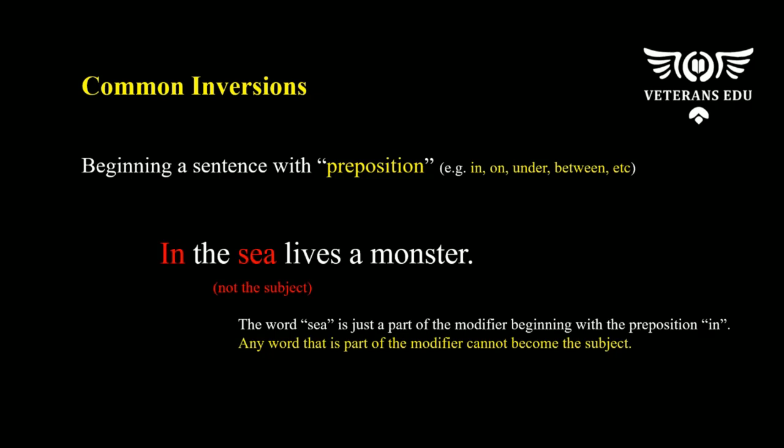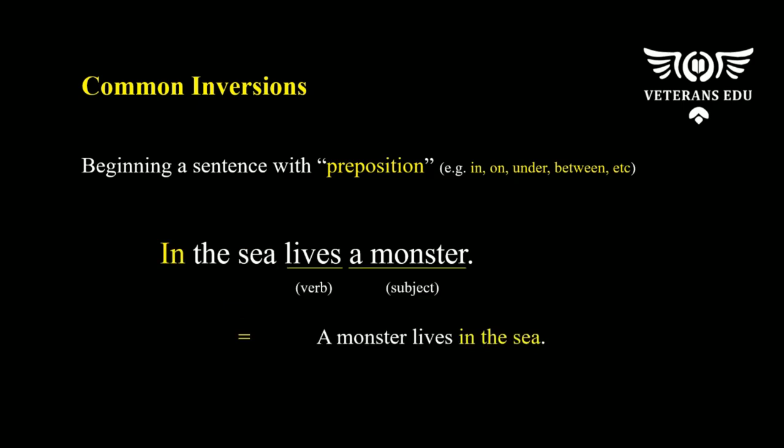In other words, any word or noun that is part of a modifier cannot become the subject. In this sentence, the subject is the word monster. And this is just another way of writing a monster lived in the sea, with emphasis on the word sea.